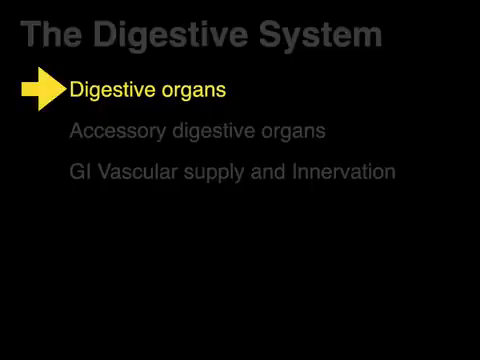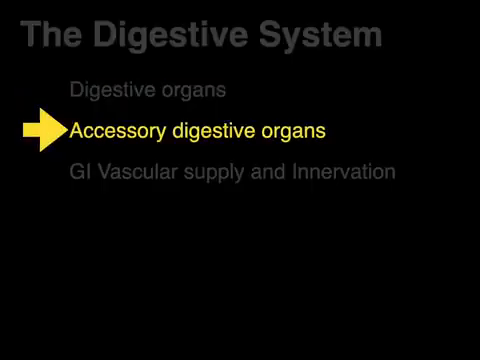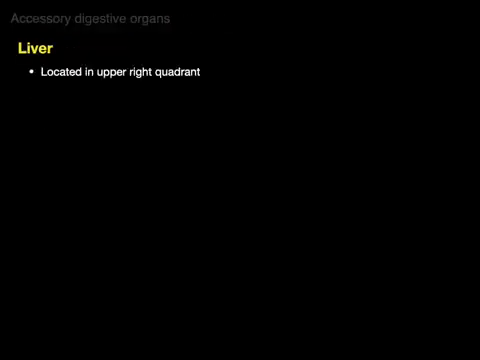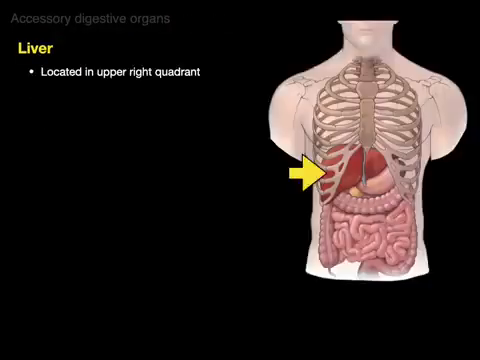Let's talk about the accessory digestive organs, okay, and start with the liver. Now, the liver is located in the upper right quadrant of the abdomen, and it produces bile. Now, bile is what we say emulsifies fat, takes big fat droplets and breaks them. Think of cracking a rock into tiny pieces. It's still a rock, they're just smaller pieces. And that enables digestive enzymes to better break the chemical bonds in these smaller droplets of fat.